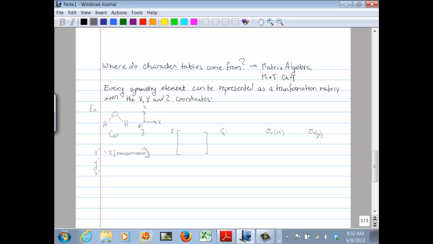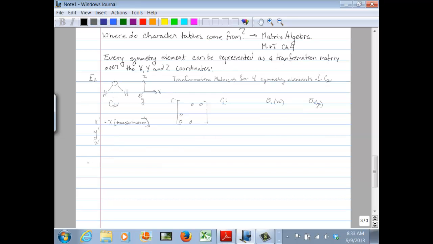So it turns out that the transformation matrices need to be 3 by 3, and basically what we're going to do is look at what happens to X, Y, and Z, and then the other entries end up being 0. Okay, so that's what we're going to do when we're doing this. So each one of these can be represented as a transformation matrix. So these are the transformation matrices of the 4 symmetry elements. I'm going to erase that little X, Y, Z. You're going to assign characters.